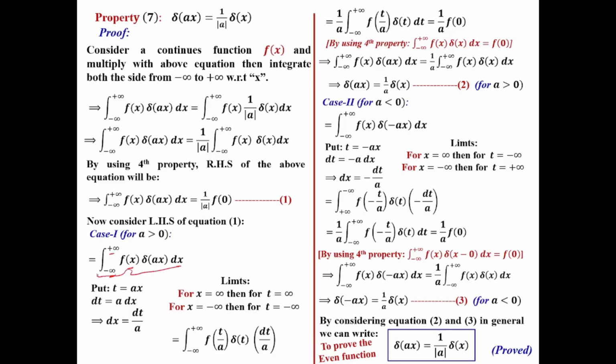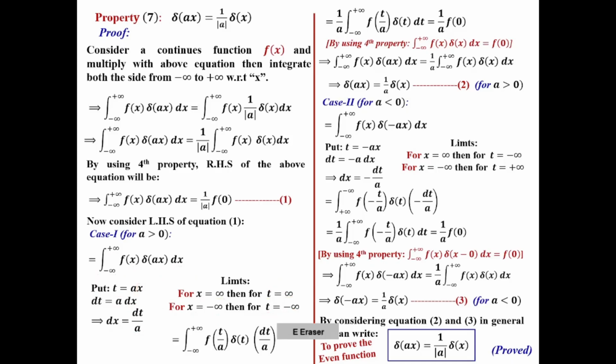For this integration, put t equal to ax, so dt will be equal to a dx, so dx will be dt by a. Now we are going to check the new limits. For x equal to plus infinity, t will be plus infinity. Obviously a times infinity means it will be infinity, so t is also infinity. If x will be minus infinity, then t will also be minus infinity.